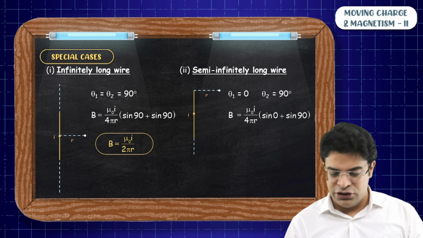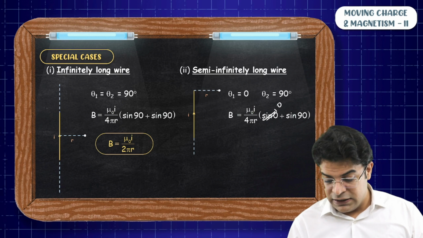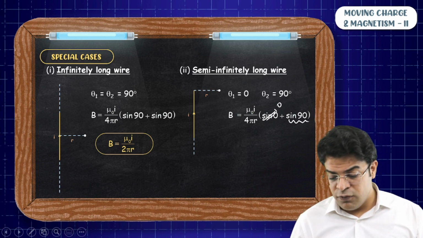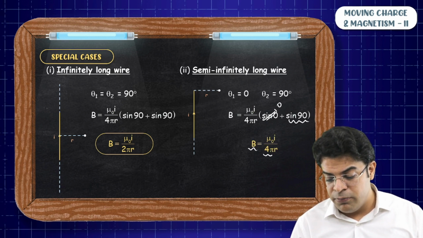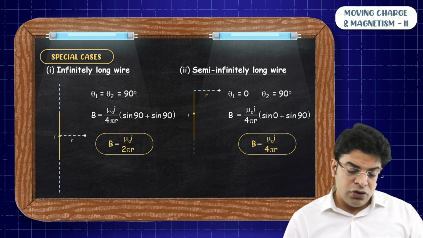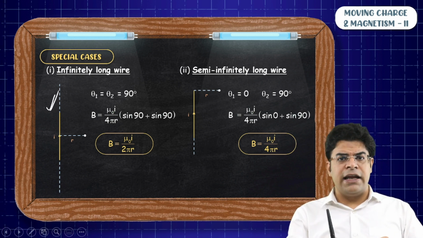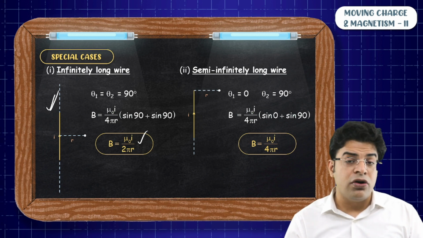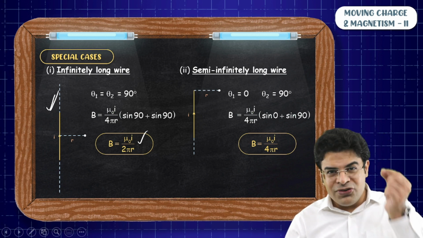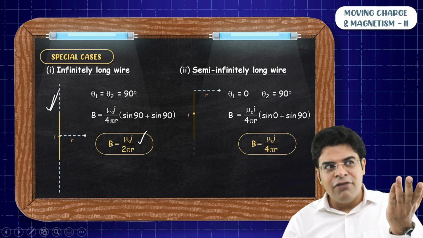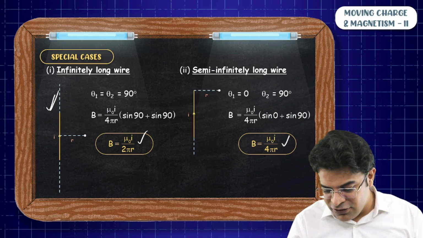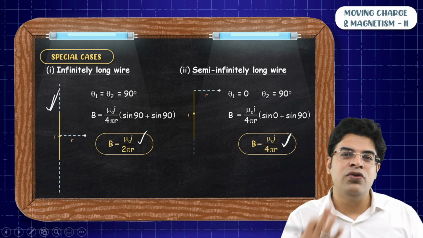Now beta, sine 0 is 0 and sine 90 is 1. So what you get is the strength of magnetic field to be mu naught I by 4 pi r. So due to an infinitely long current carrying wire, the strength of magnetic field is mu naught I by 2 pi r, and due to a semi-infinitely long wire, half the infinitely long, you get the strength of magnetic field to be half, mu naught I by 4 pi r.